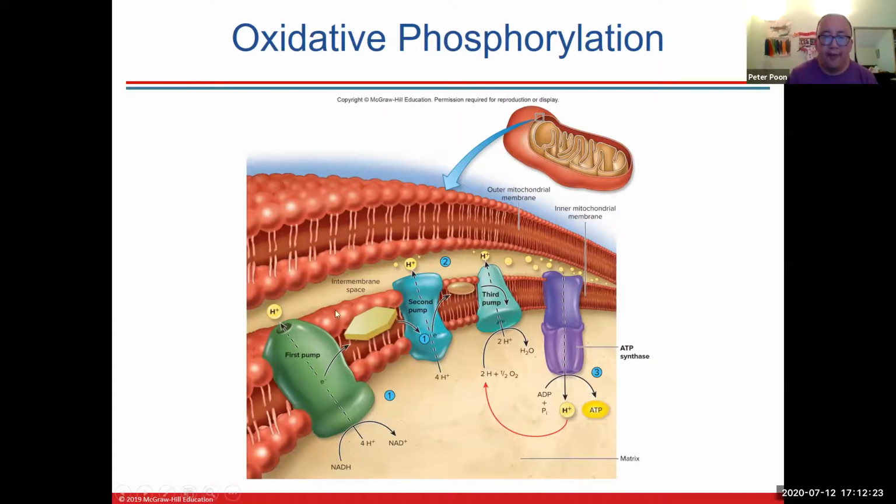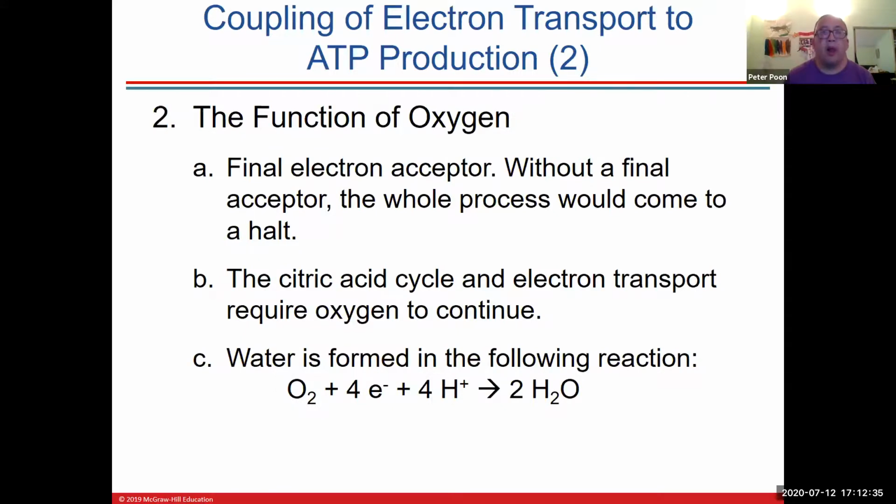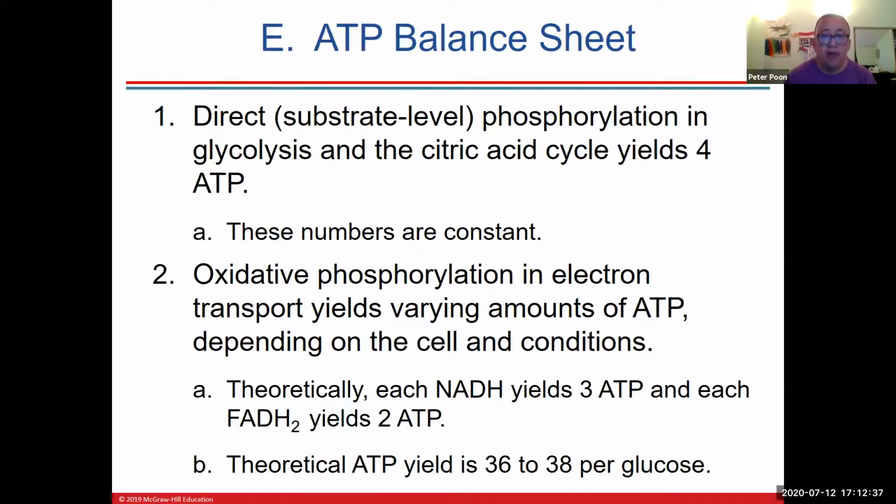So you have 34 here. So you're pushing 34 hydrogens back across, so you're generating 34 ATP, plus you have the 4 ATP from earlier. So the theoretical ATP yield is 38.